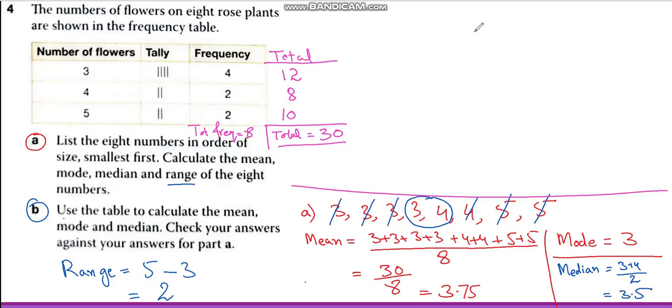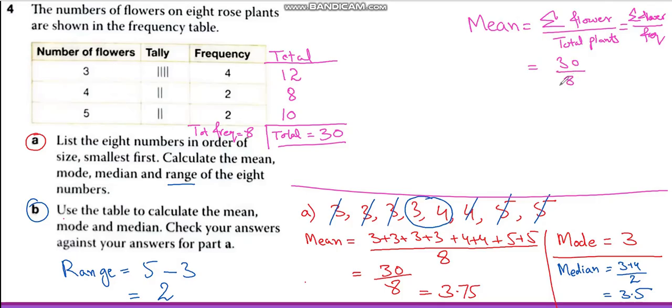Now we will use this data to find the mean, mode, and median. Again, mean is the sum of all the values, meaning the sum of flowers divided by the total number of plants, meaning the frequency. In other words, we are dividing the total flowers by the frequency of the plants, meaning 30 divided by 8, that will be equal to 3.75. Here we are actually doing the B part.